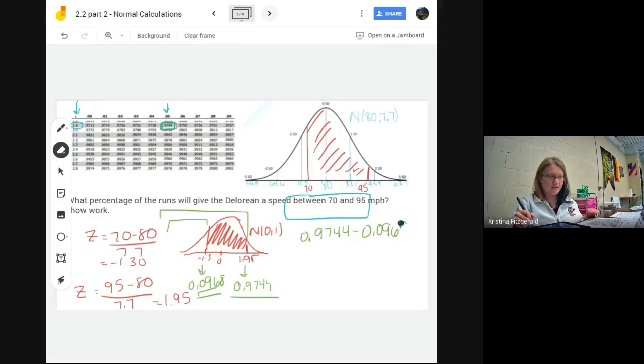So in this case, if I math it, punch it on the calculator, I'm going to get 0.8776, or 87.76% of my runs are between 70 and 95 miles per hour. So that's a between situation. So let's look at one more.